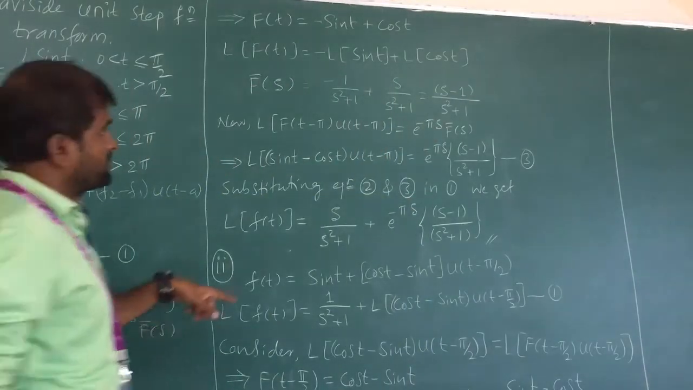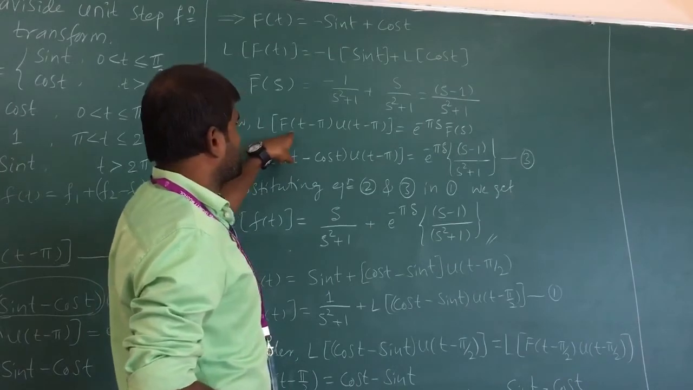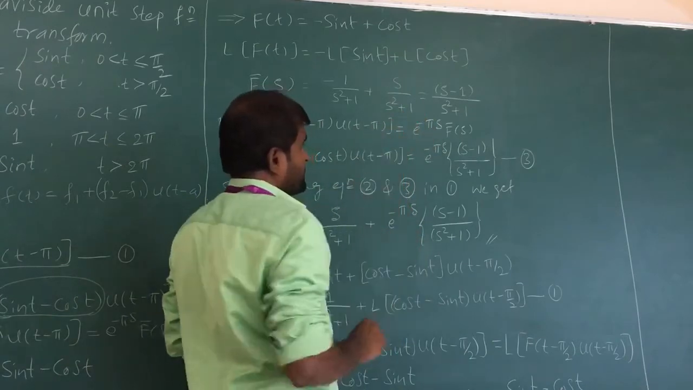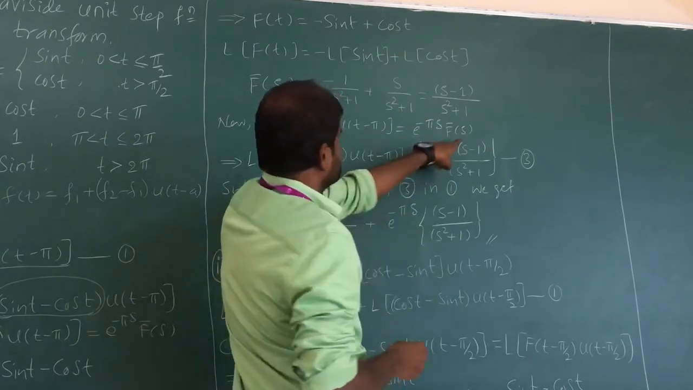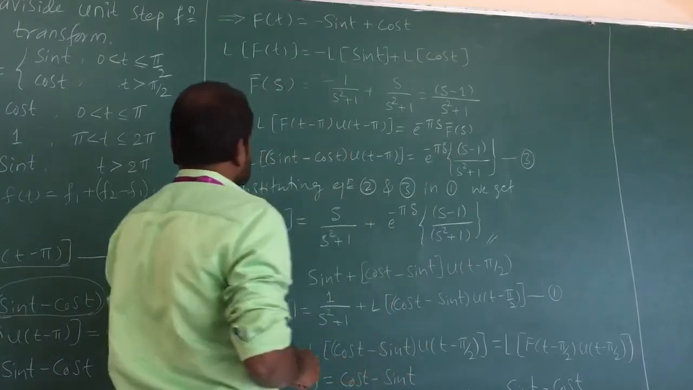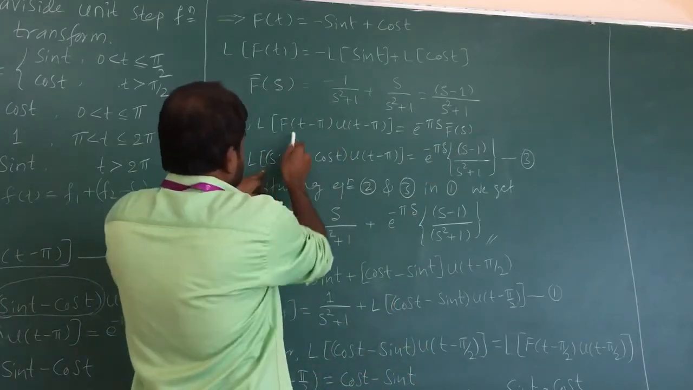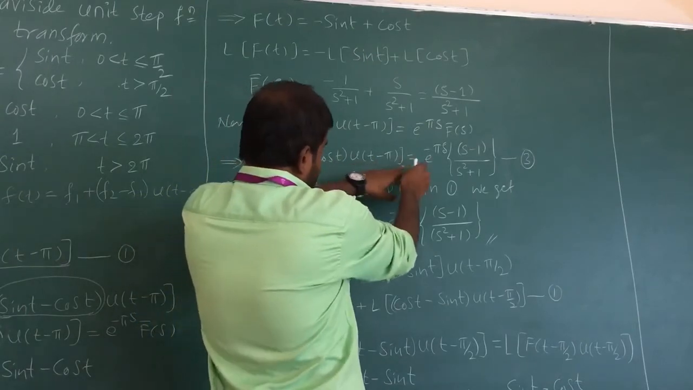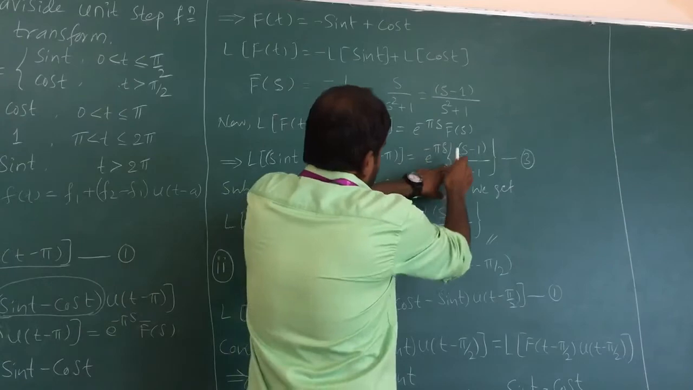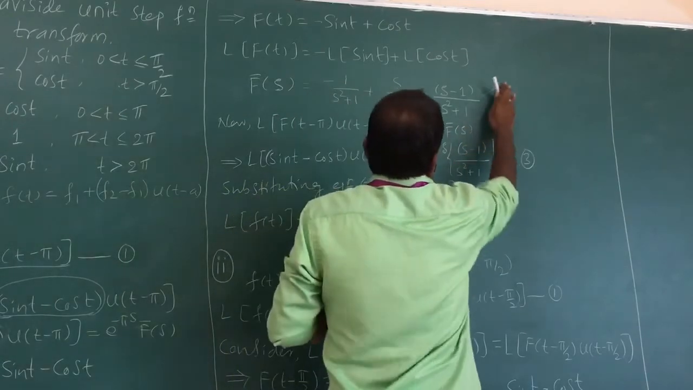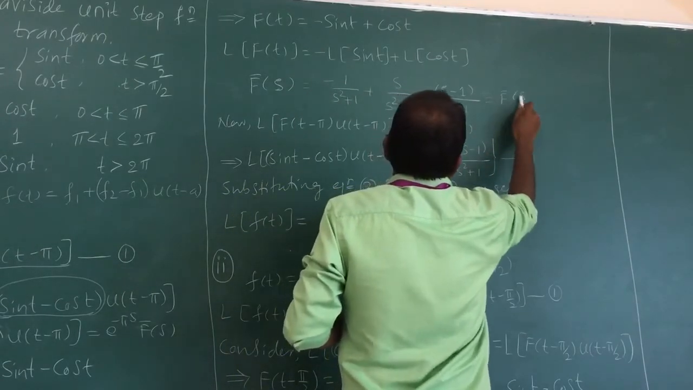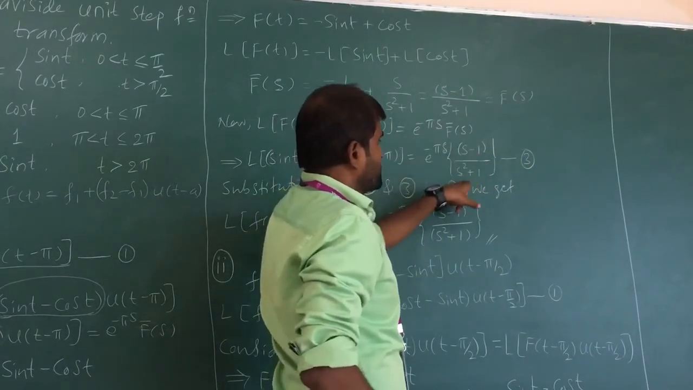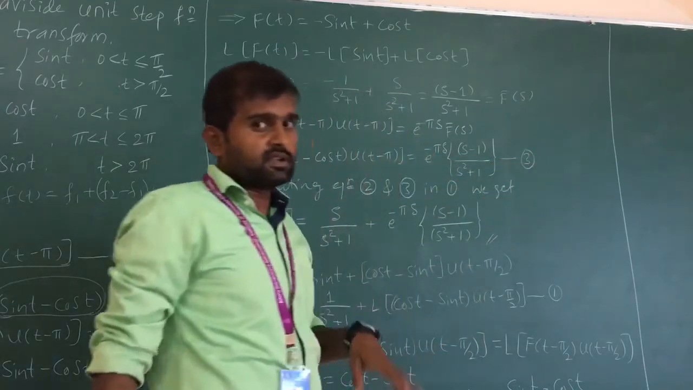After getting this, now substitute here whatever you have considered. Now L of capital F of t minus pi into u of t minus pi equals e raised to minus pi s into f bar of s, the conjugate of f of s. Now we need this. This is nothing but sin t minus cos t into u of t minus pi, which is equal to e raised to minus pi s into s minus 1 by s square plus 1. I am calling this equation number 3.